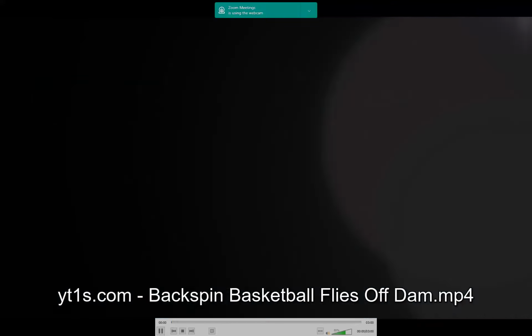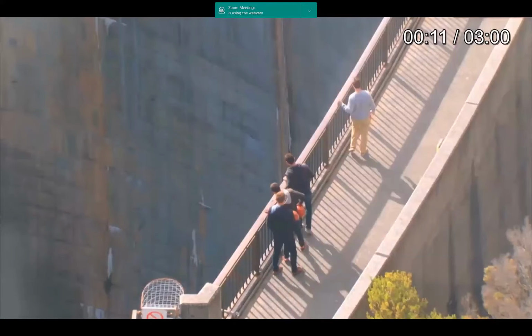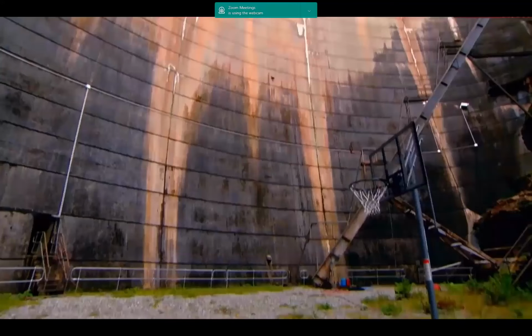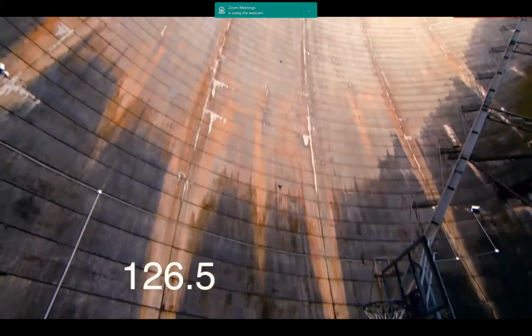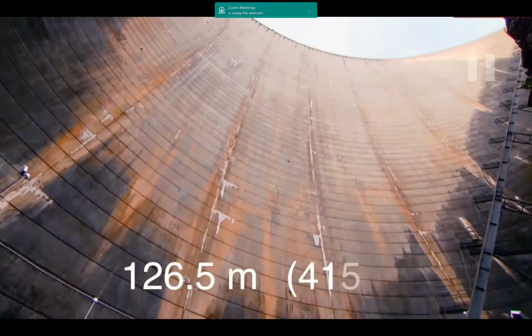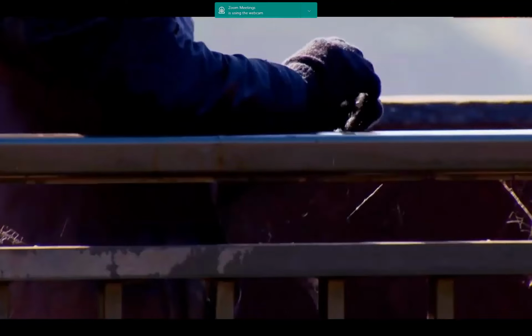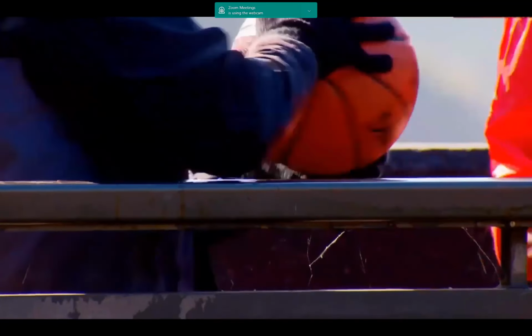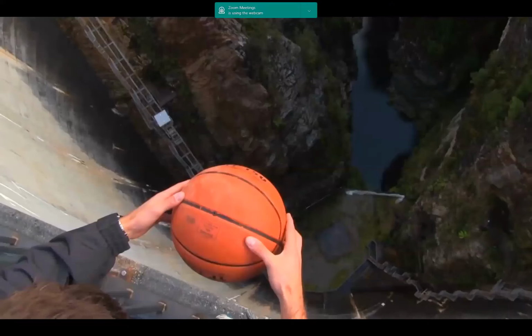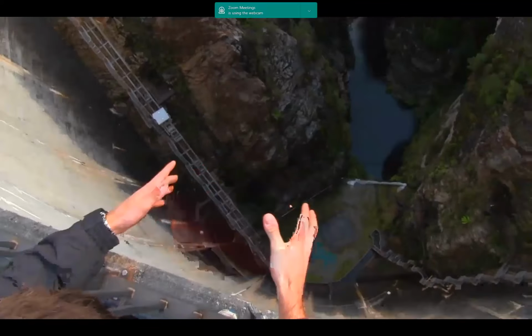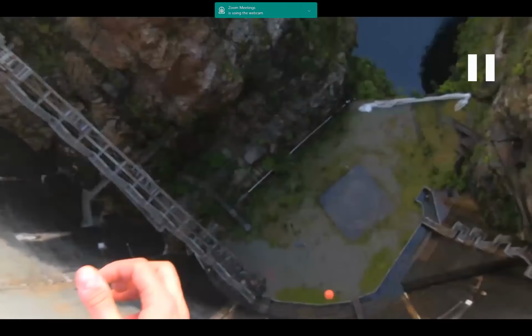Recently, some friends of mine went to the Gordon Dam in Tasmania. I think I showed you last time. It is a big dam, 126.5 meters or 415 feet high. They dropped a basketball. First, they just dropped it without spinning it. If you observe, the basketball is almost just falling straight.